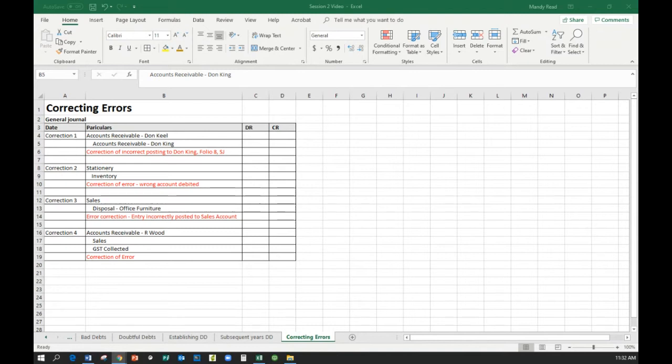Even if the error is corrected by actually rewriting the whole transaction, taking the transaction out and rewriting the whole transaction. So when you take a transaction out, you just reverse all the entries that you had and then you put them into the correct accounts.